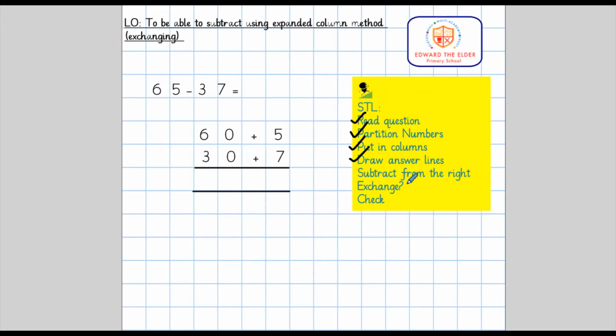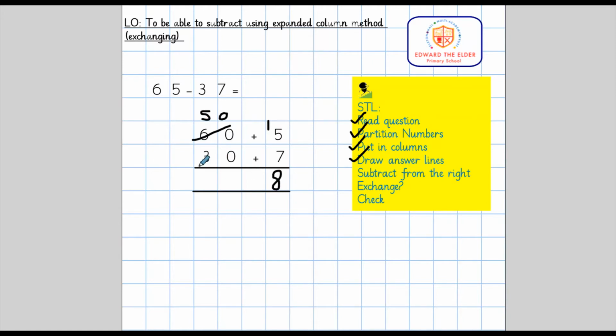Our next step is to subtract from the right. 5 take away 7. We are unable to do 5 take away 7, so we need to exchange from the tens. 60 take away 10 becomes 50. We can now carry this 10 into the ones column. So the 5 now becomes 15. 15 take away 7 equals 8.